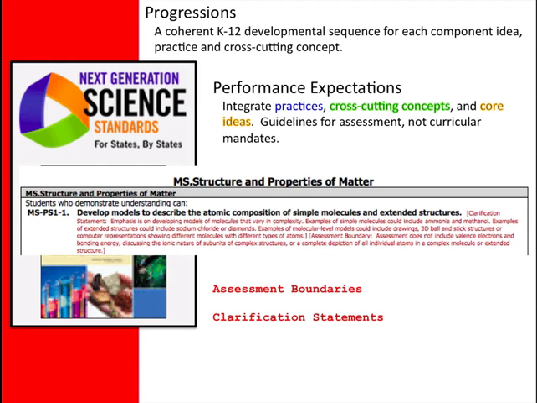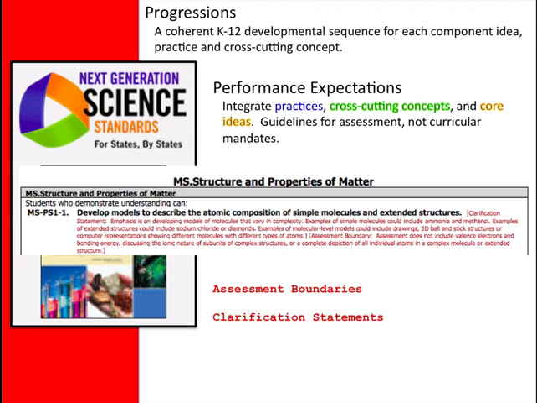So for example, if you look at a performance expectation from the middle school, you see this one here is develop models to describe the atomic composition of simple molecules and extended structures. So clearly this performance expectation integrates practices, cross-cutting concepts, and core ideas. As you look at this, you'll also notice that there's some text in red.